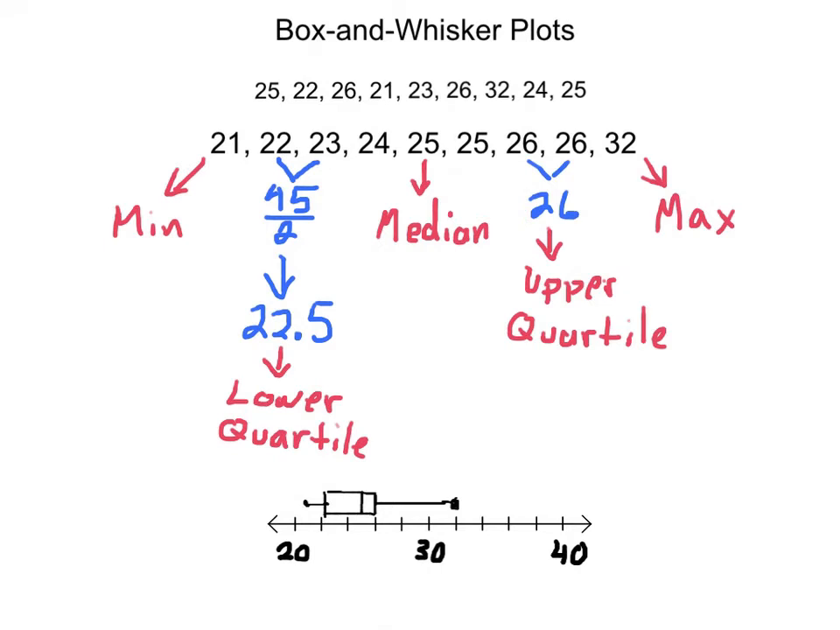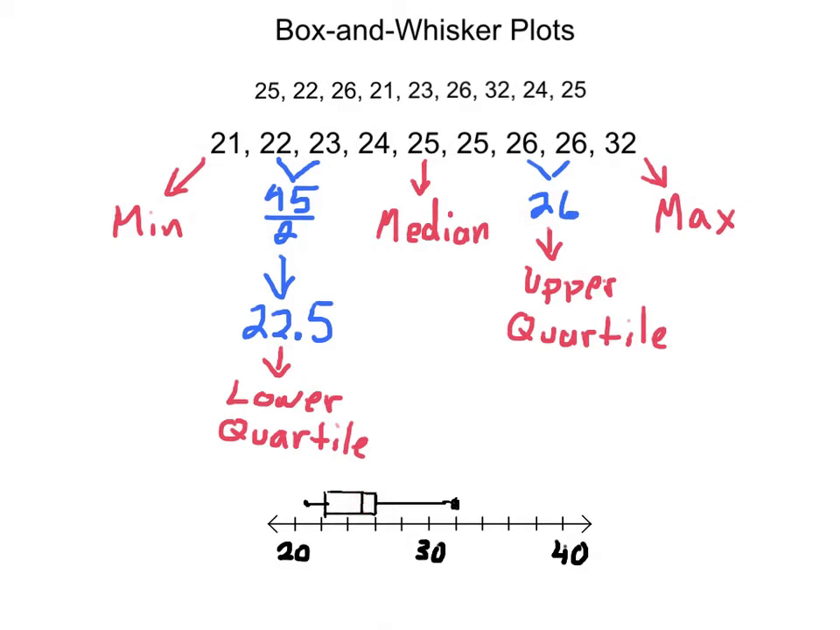So this is how you create the box and whisker plot. Now all of these different parts, the important thing to remember is what they all represent. So the two whiskers, the points on the ends, represent the minimum and maximum. The two sides of the box represent the lower quartile and upper quartile, and the middle represents the median.